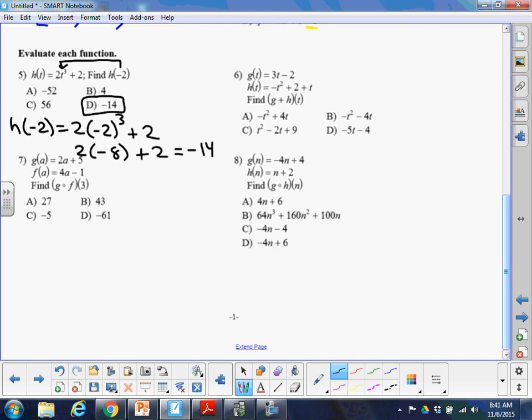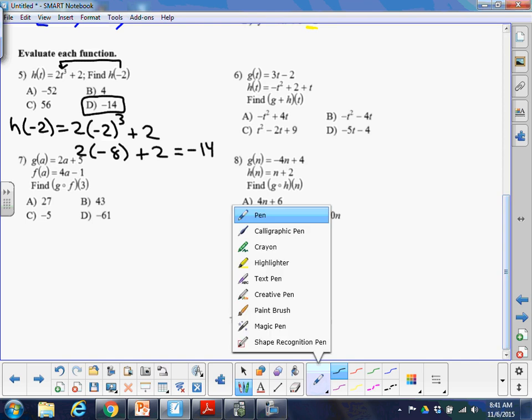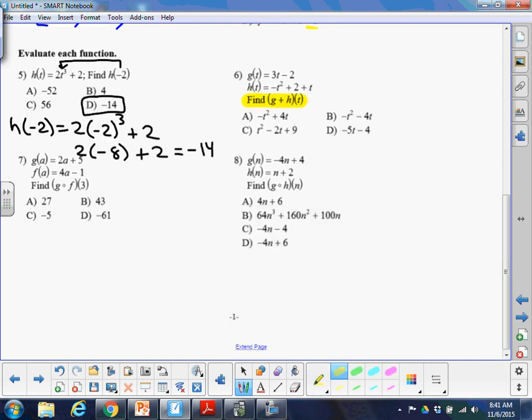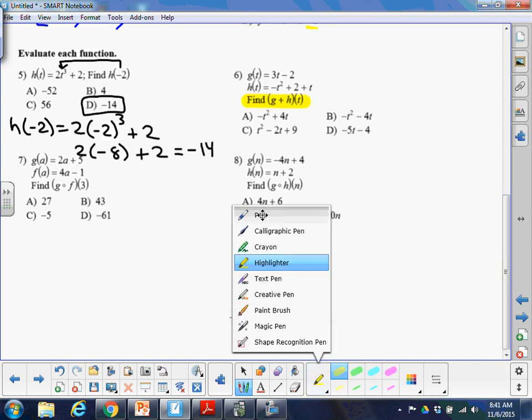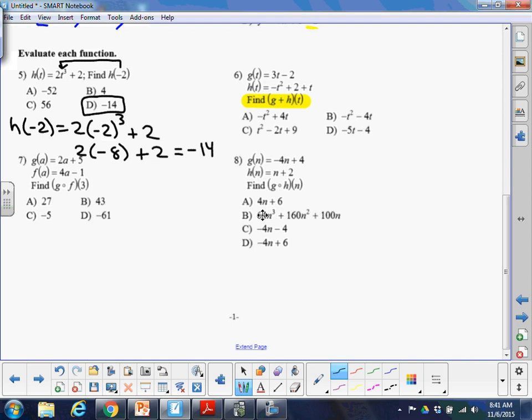Okay, number 6, we are asked to find a new function, which is going to be the sum of the two. So we are going to basically just think of it as g of t plus h of t. Okay, so if we carefully just write that out, g of t was 3t minus 2, and we are adding h of t. And since it's addition, I don't really even need parentheses. I'm just going to put these in here, negative t squared plus 2 plus t, and we are just going to combine like terms.